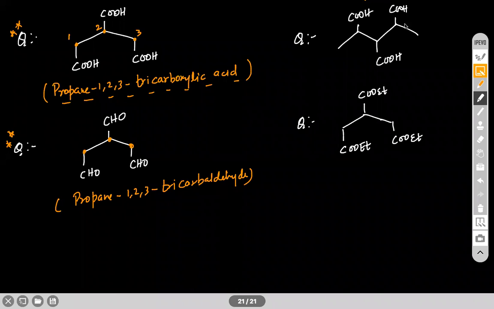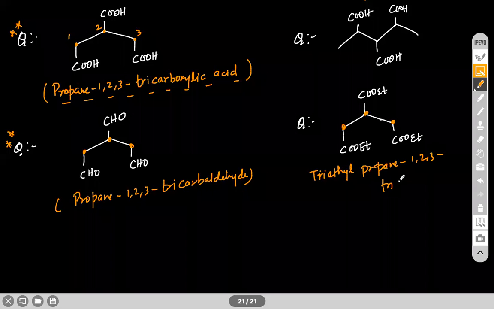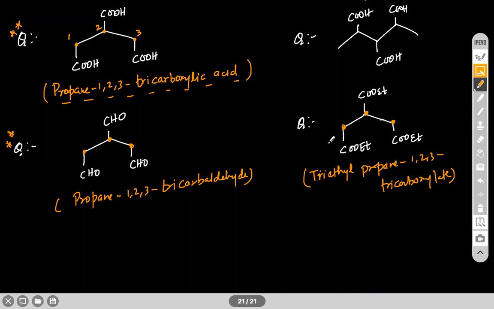Pentane 2, 3, 4 tricarboxylic acid. Very good, this one is correct. What about this one? In this one, we'll write this triethyl first. Triethyl propane 1, 2, 3 tricarboxylate. This is the name of this compound.